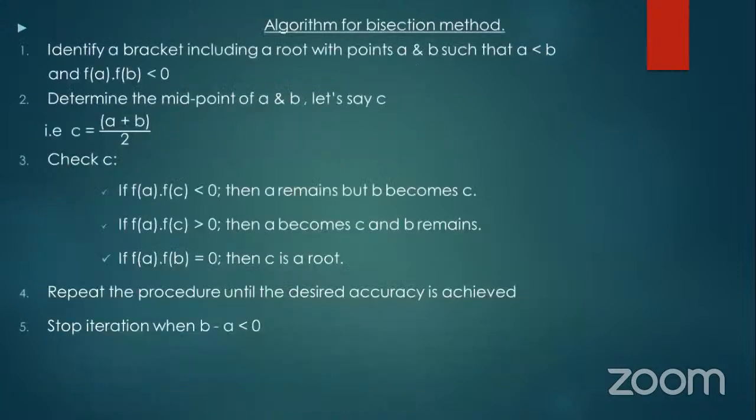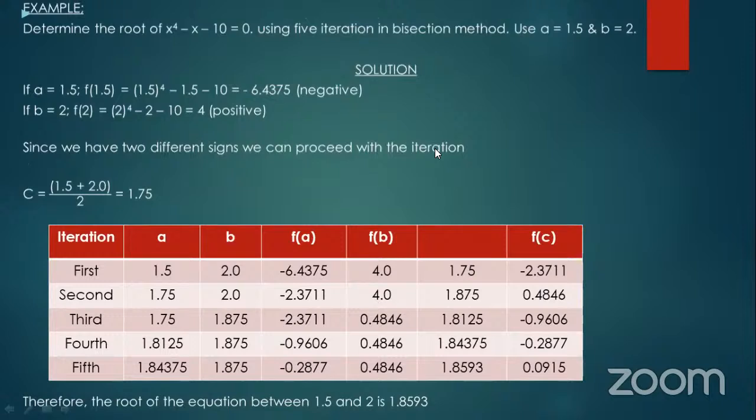The second step is to find the midpoint between the two points. We are given the formula A plus B all over 2. So we have 1.5 plus 2 all over 2. That will give us 1.75. So I just want to bring it into this table. That is the first row. In the first iteration, the value of A is 1.5, the value of B is 2, while the function we got for A is minus 6.437, and the function of B.